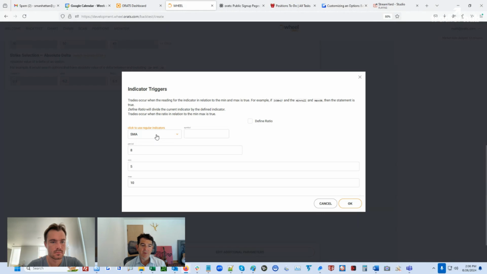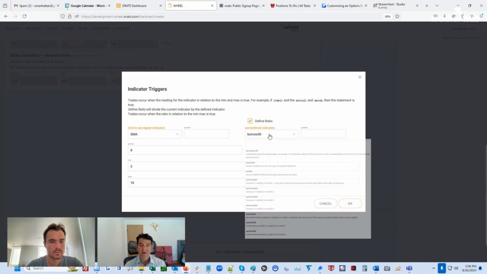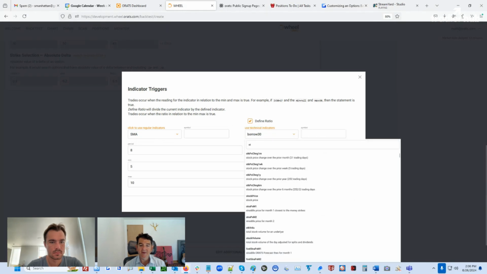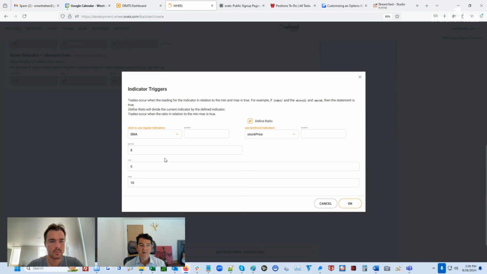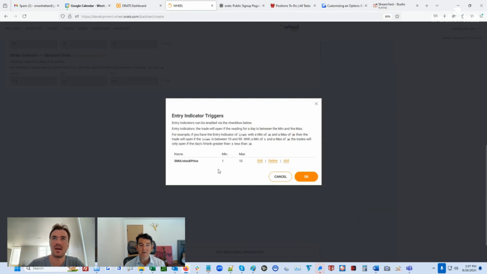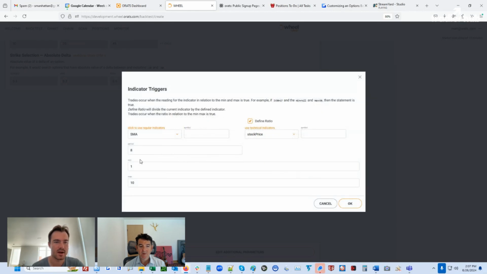So yeah, here's a simple moving average. We could define it just against the stock price. And you could do some type of a ratio, like it has to be over 1 or something along those lines. A lot of people say, well, I want to backtest that it enters when the simple moving average of the 10-day crosses over the 5-day. How would you set that up in here?